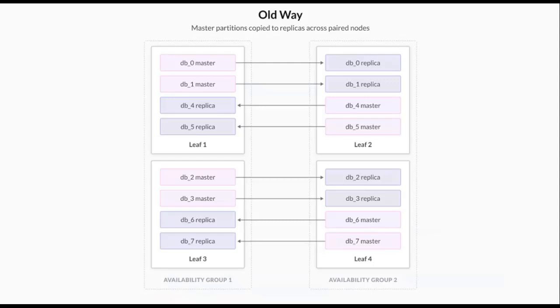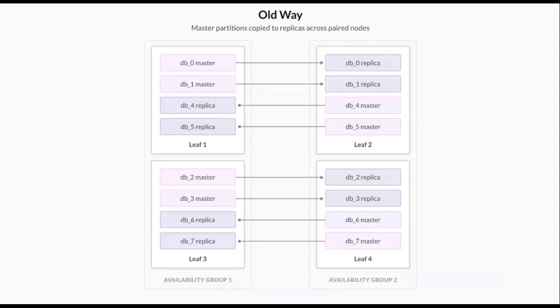In this example, we have leaf 1 and leaf 2 paired and, respectively, leaf 3 and 4 paired. Leaf 1 has two master replicas and two secondary replicas. Leaf 2 has the same, but they're the reverse of leaf 1. DB0 and 1 have a master replica on leaf 1 and a secondary replica on leaf 2.